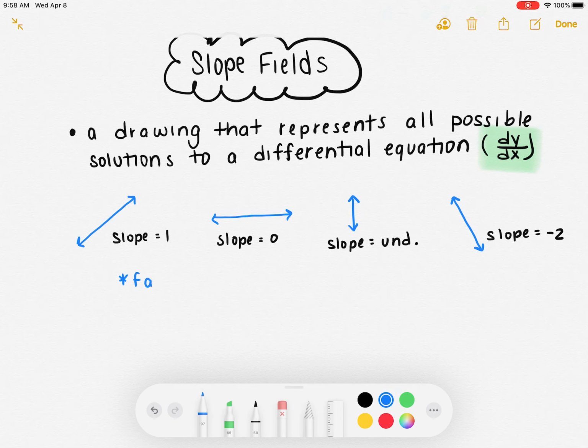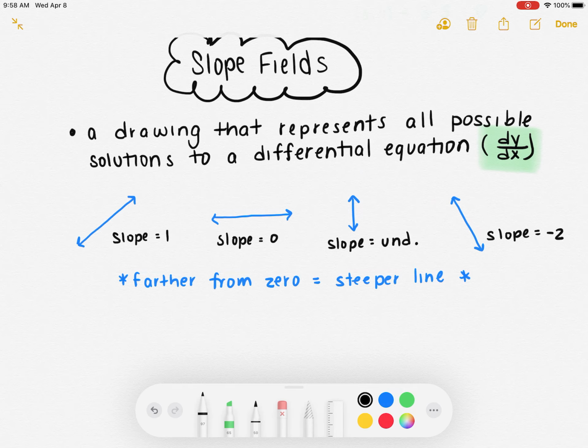So farther from 0 equals steeper line. Now, those are things we're going to need to know, because what's going to happen with a slope field is they're going to give us an equation and they're going to ask us to actually draw a picture of all the slopes that represent the equation.